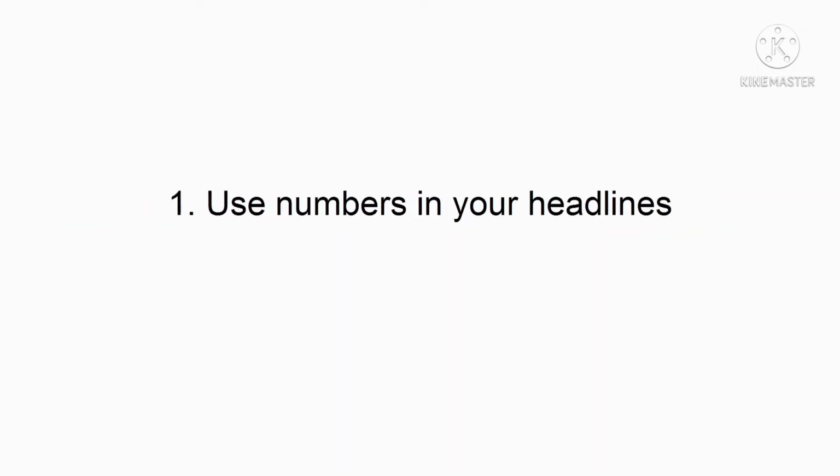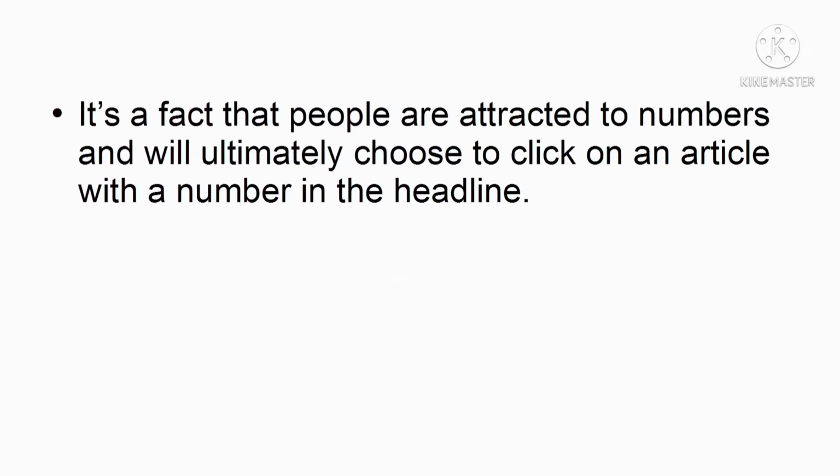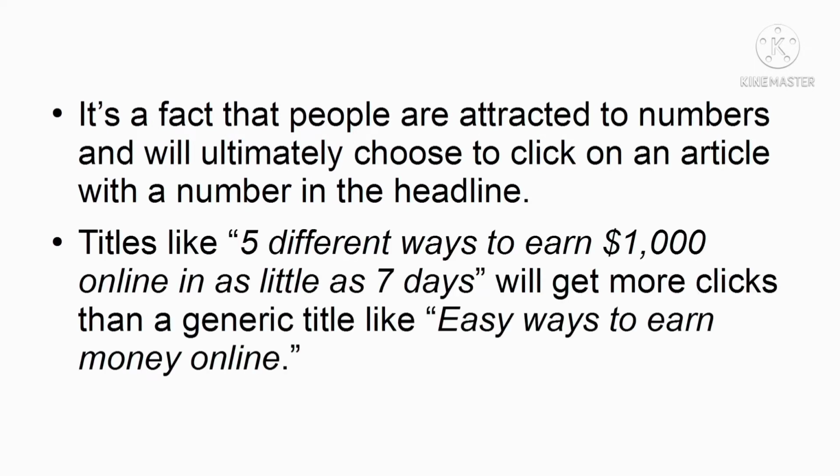Number 1. Use numbers in your headlines. It's a fact that people are attracted to numbers and will ultimately choose to click on an article with a number in the headline. Titles like 5 different ways to earn $1,000 online in as little as 7 days will get more clicks than a generic title like Easy Ways to Earn Money Online.